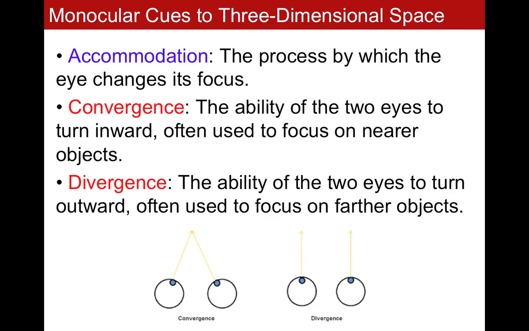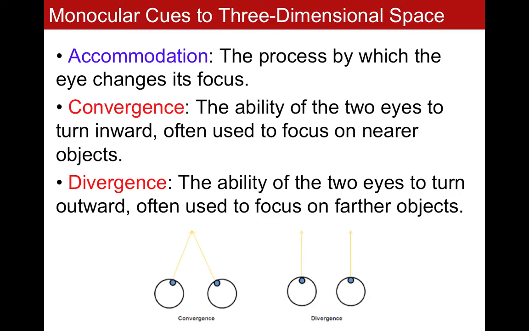So we talked about accommodation before. So recall that's where the lens adjusts its size to focus stimuli on the retina very clearly. Basically, your lens gets fatter as your gaze is directed toward closer objects and thinner for farther away things.